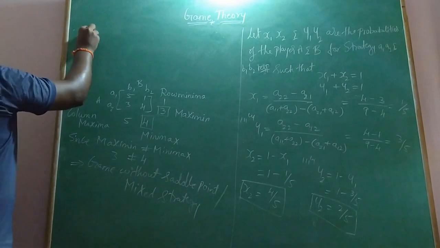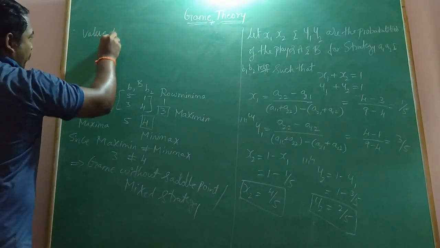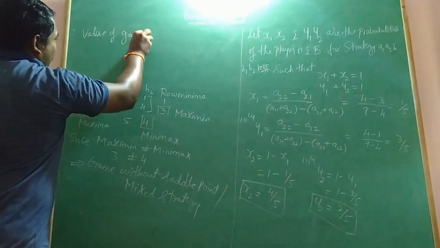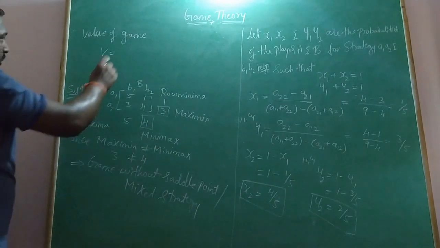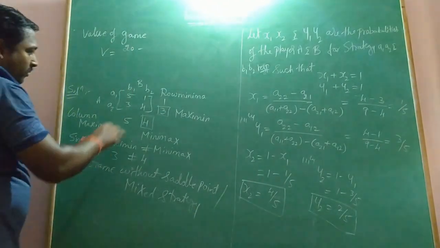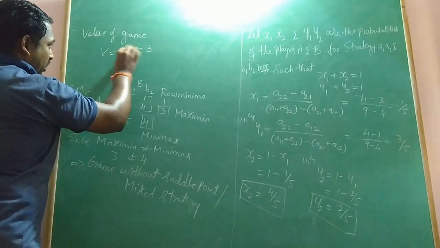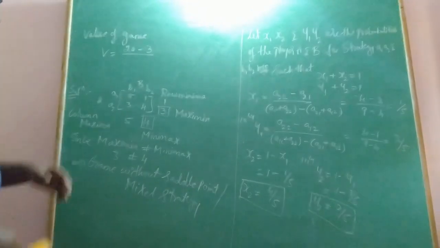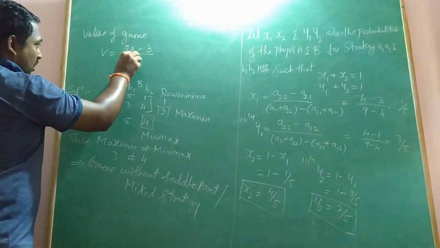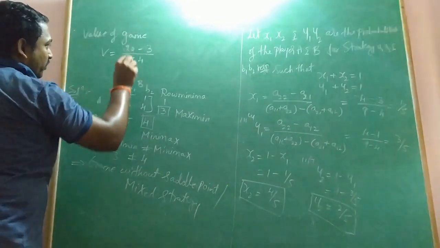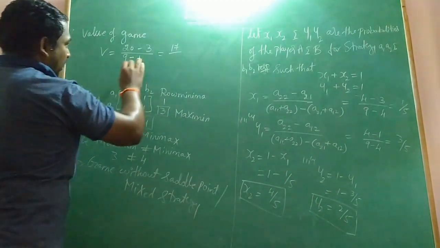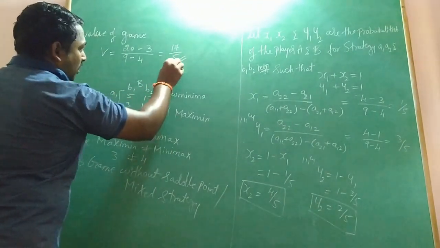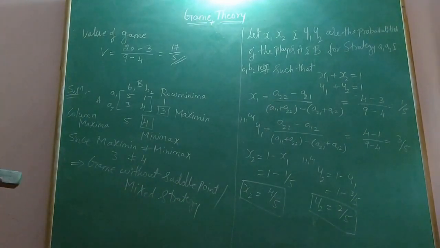Value of the game is given by the diagonal elements you need to multiply. 5 into 4 is 20, minus 3 into 1 is 3, divided by the diagonal elements you need to add, 5 plus 4 is 9, minus 3 plus 1 is 4. 20 minus 3 is 17, divided by 9 minus 4, which is 5. That is, the value of the game is 17 by 5.